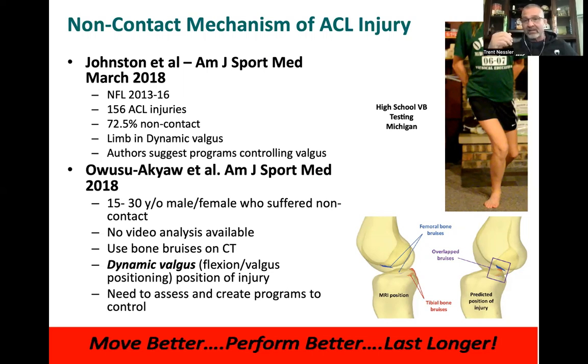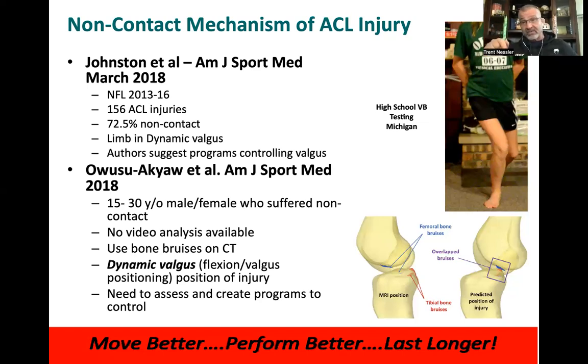So you see this young athlete here demonstrating what that dynamic valgus position looks like. The knee falls into an adductive, internally rotated position. And what we see is that when your knee falls in that position, not only does that put a lot of stress on your MCL, and on your medial meniscus, but also on your ACL.